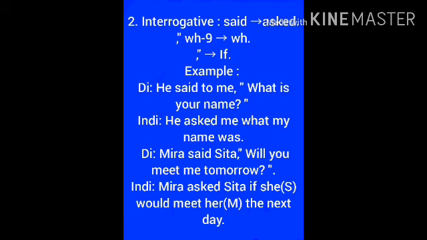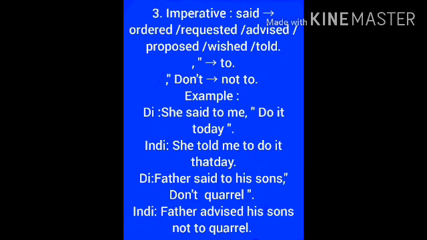You have to see this carefully, then you will realize it, and you have to practice it regularly. This is an interrogative sentence. How will you realize it? You will see an auxiliary verb before the subject.